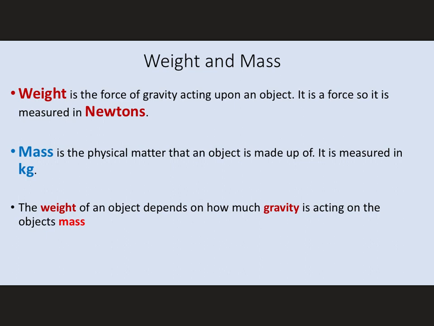Weight is a force of gravity acting upon an object, and because it's a force, it's measured in newtons, whereas mass is the physical matter that an object is made up of. It is measured in kilograms. If we were to move to a different gravitational field strength, our weight would change, but our mass would remain the same. The weight of an object depends on how much gravity is acting on the object's mass.